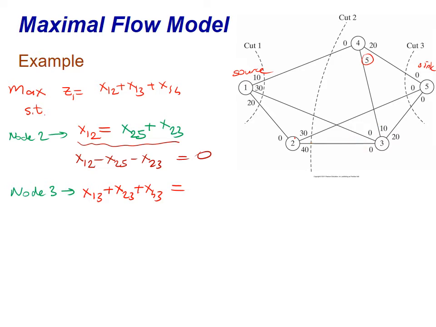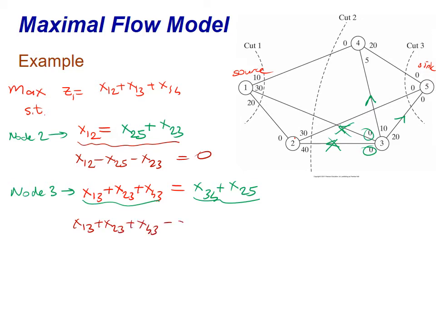Now let's consider the outflow. Can this outflow be through this arc? No, the capacity is 0. And it cannot be through this one because the capacity is 0. It can be through this one or through this one. So it can be x34 plus x35. Okay, inflow equal to outflow. And similar to the previous one, we can represent it by collecting all decision variables on the left hand side: x13 plus x23 plus x43 minus x34 minus x35 equals 0.